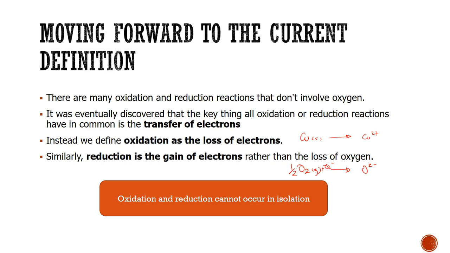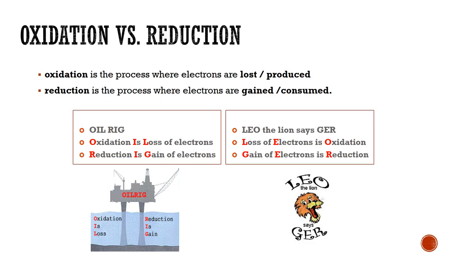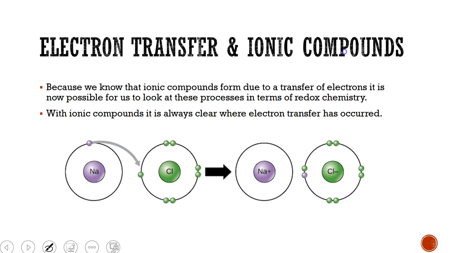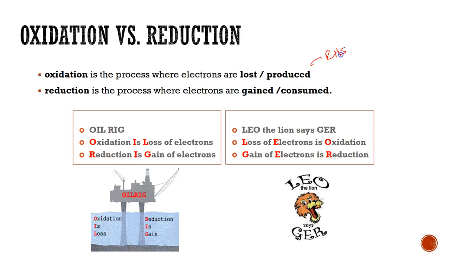Again, oxidation and reduction can't occur in isolation. We don't see oxidation unless we see reduction going along with it. So there's a couple of ways for us to remember this electron transfer process. Oxidation is where electrons are lost or produced, so they'll turn up on the right-hand side of any chemical equation when we have our half equations, and reduction is a process where electrons are gained, so we're going to see these on the left-hand side because they're going to turn up essentially like a reactant. They're being put into the final product.